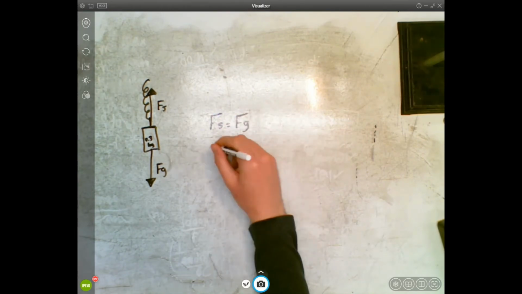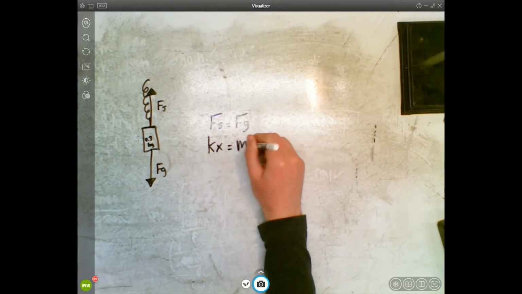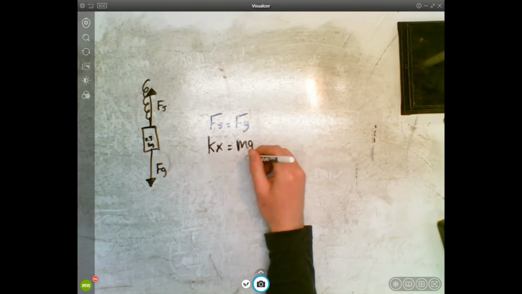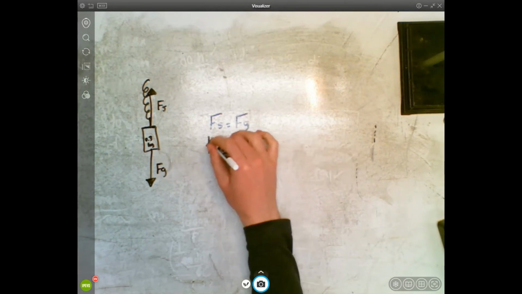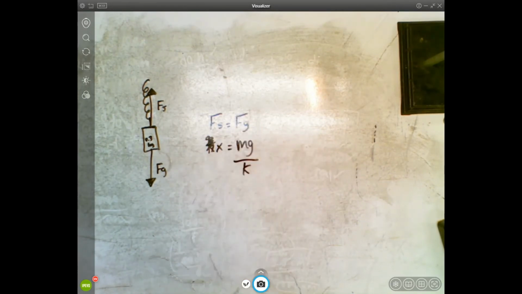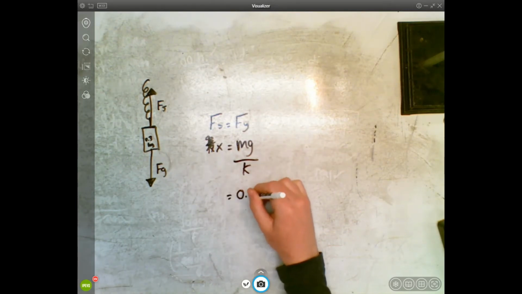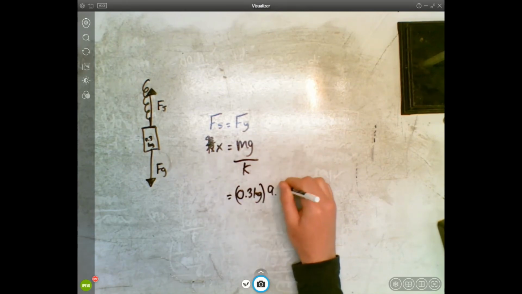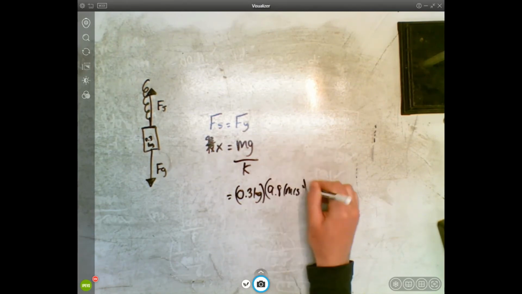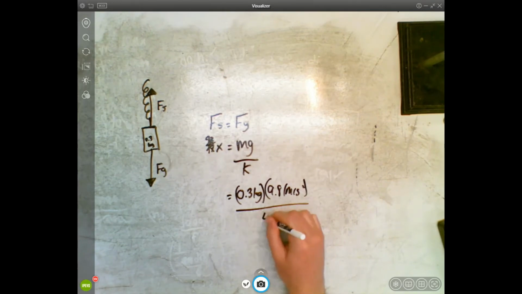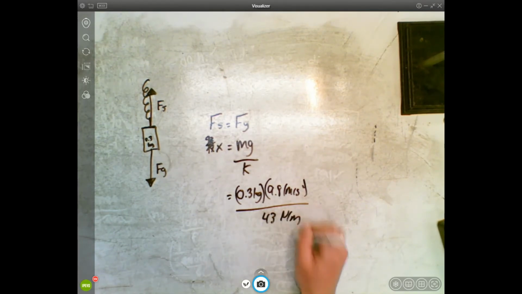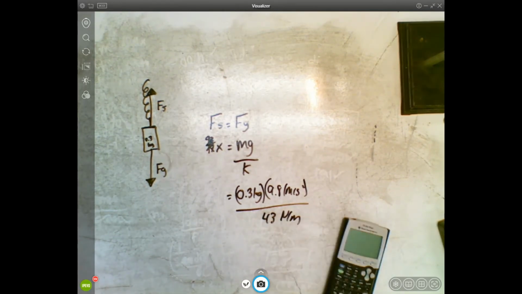to equal each other. And we know spring force with our new formula is equal to kx, and Fg is equal to mg. So we're trying to find out how much it's stretched out. That's what that x is equal to. So we can do that. It's just going to be 0.3 kilograms times 9.81 meters per second squared. And then our spring constant, which was given in the question, is 43 newtons per meter. So we go 0.3 times 9.81 divided by 43.